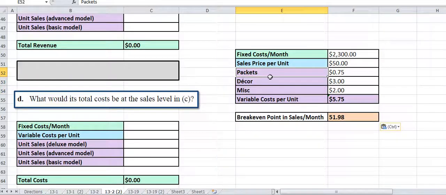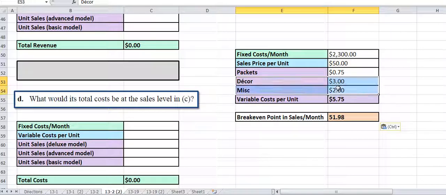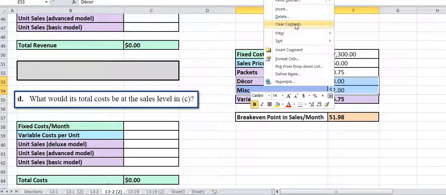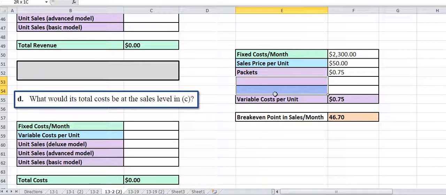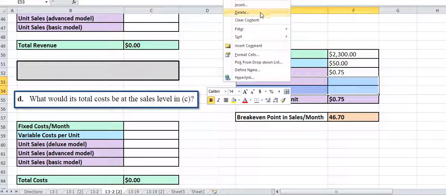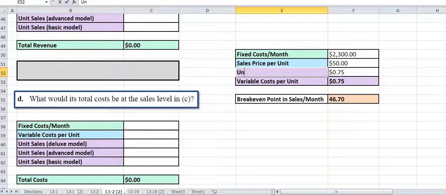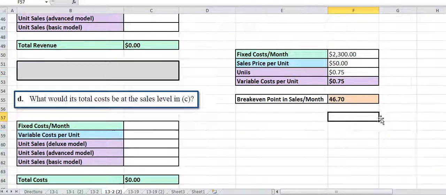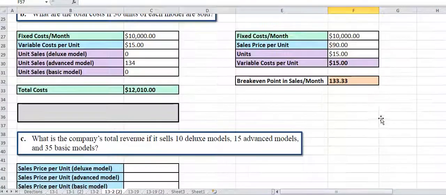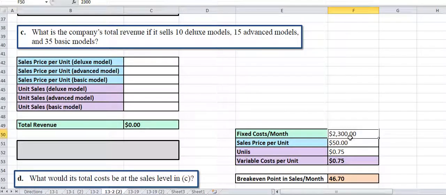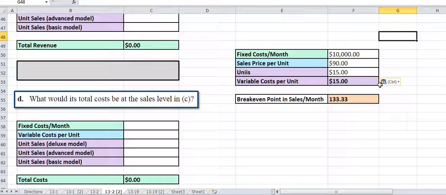And then take out the two of these, right? We actually want to delete them. So let's go delete and shift cells up, and then change this to units, and there you go, right? And then put in the numbers, and let's just make sure, so I'm not telling you something wrong here. Put in those numbers. Yep, see?